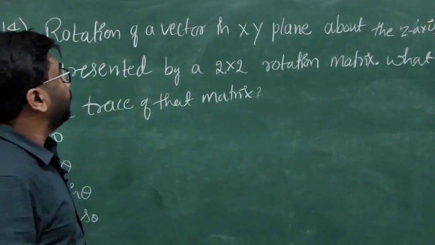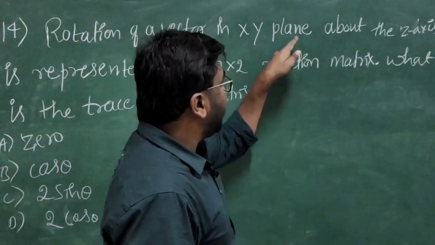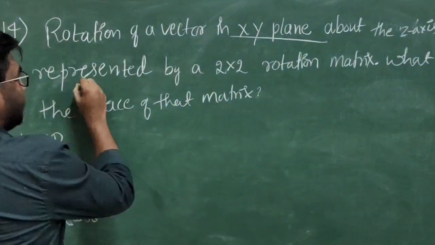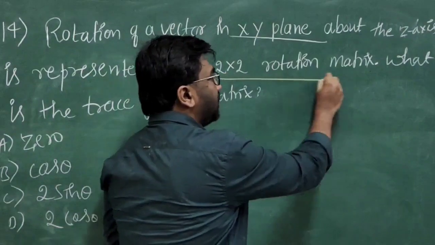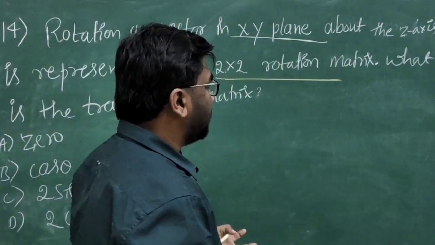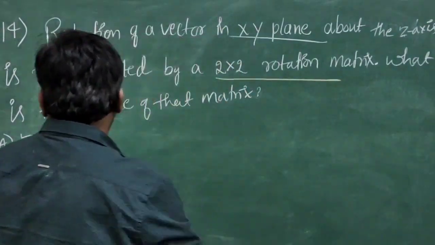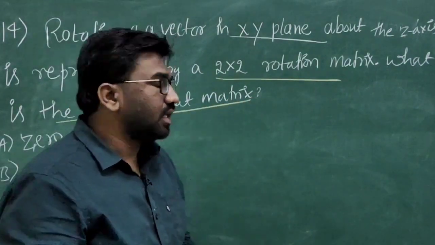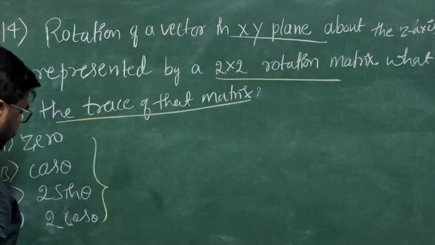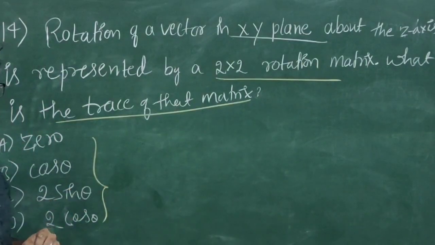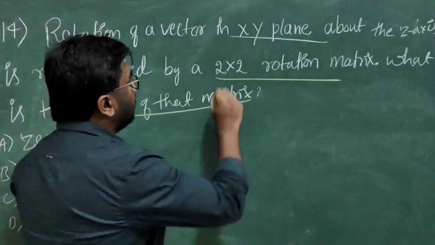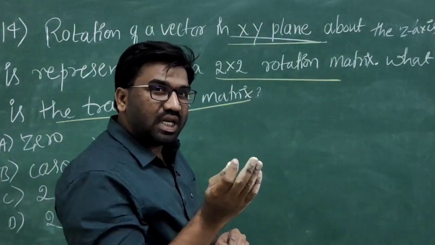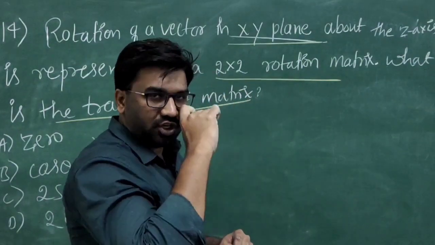Next question is: rotation of a vector in the xy plane about the z axis is represented by a 2 cross 2 rotational matrix. So we should construct the 2 cross 2 rotational matrix, calculate the trace of that matrix, and choose the correct one among the 4 options. Here the particle is rotating in the xy plane about the z axis. That means the z axis is constant.